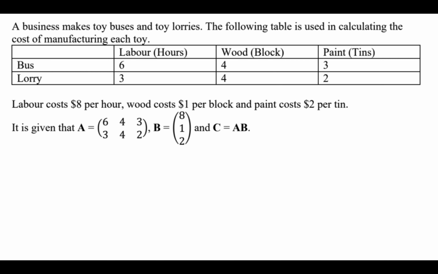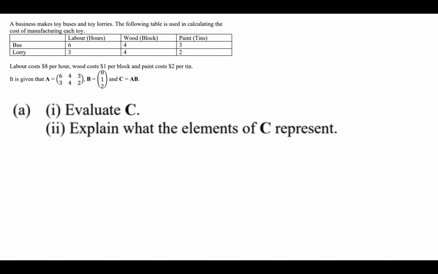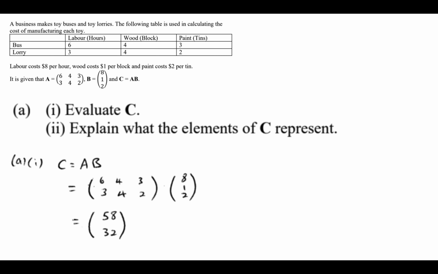So what does the question want us to do? First, they want us to evaluate the matrix C, which is a multiplication of A and B, and then to explain what the elements of C represent. In an earlier video, you have learned how multiplication of matrices works. So C equals A times B. We just multiply accordingly. To get 58, we have 6 times 8 plus 4 times 1 plus 3 times 2. To get 32, we have 3 times 8 plus 4 times 1 plus 2 times 2.